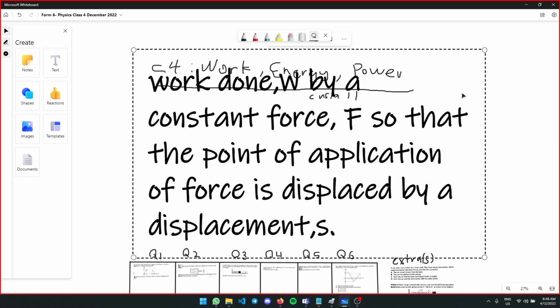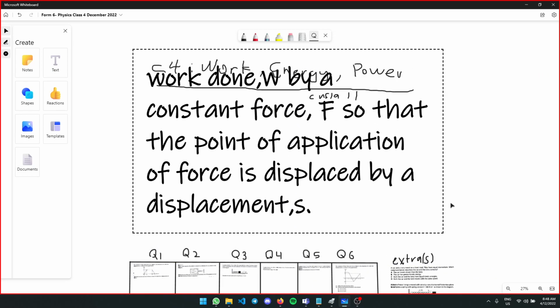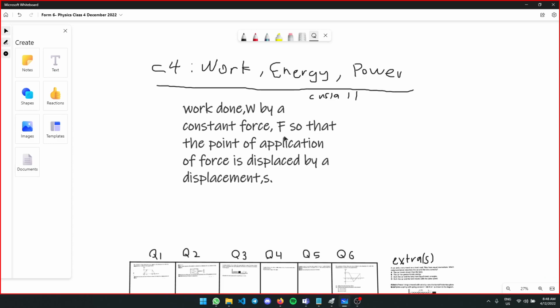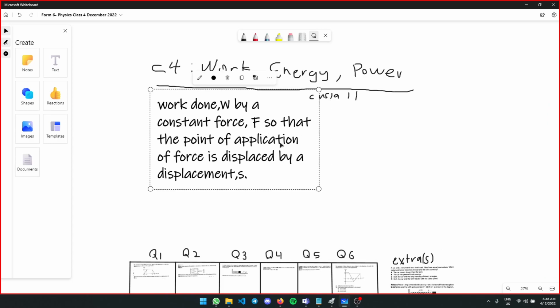It looks a bit scary. It looks a lot like many things you remember, but not really. All you have to remember is that W equals the vector value of F dot product S. Both are vector values. That's all you need to do. In this entire chapter, we just play around with this theory. Everything else is always derived from this.